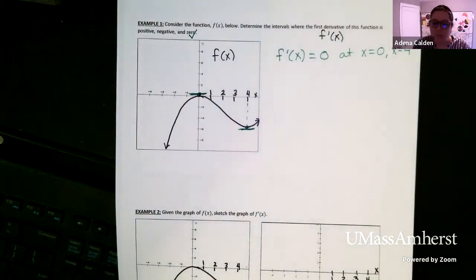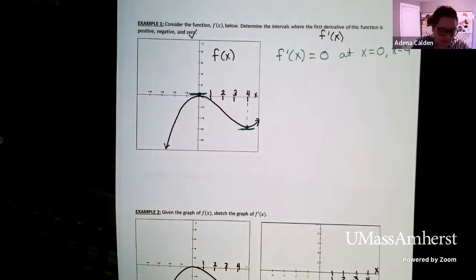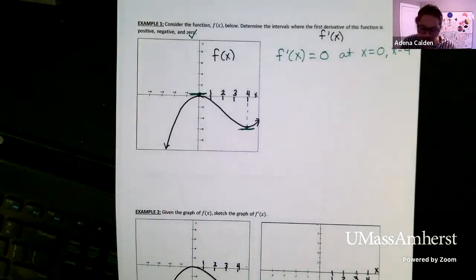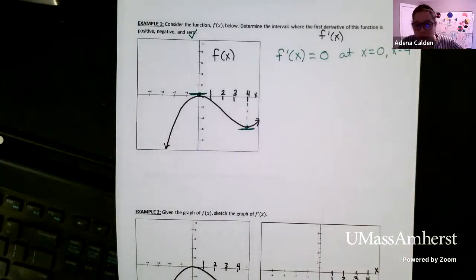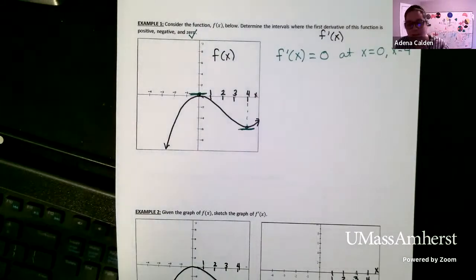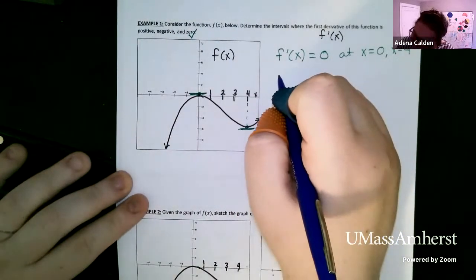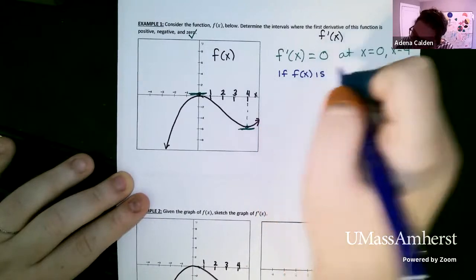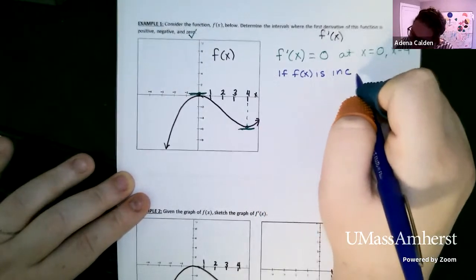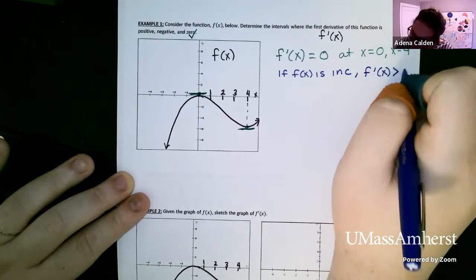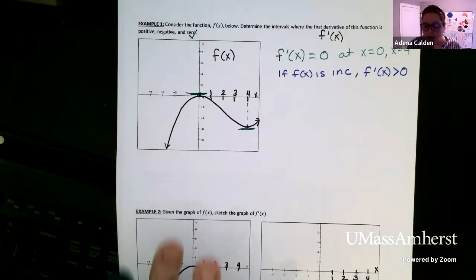Okay, now we also want to know where the first derivative is positive and negative. So this is where we are looking at where our function is increasing and decreasing. So when your function is increasing, if f of x is increasing, then the first derivative is going to be positive.